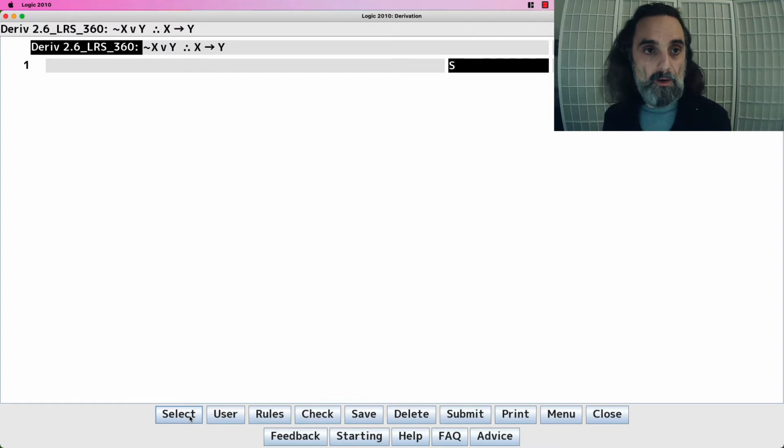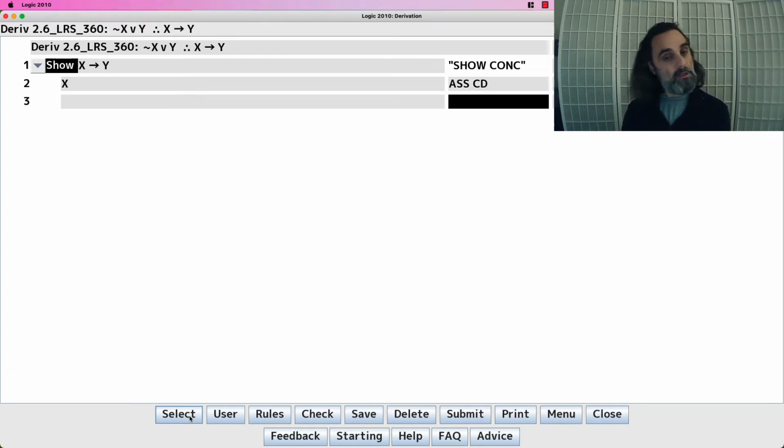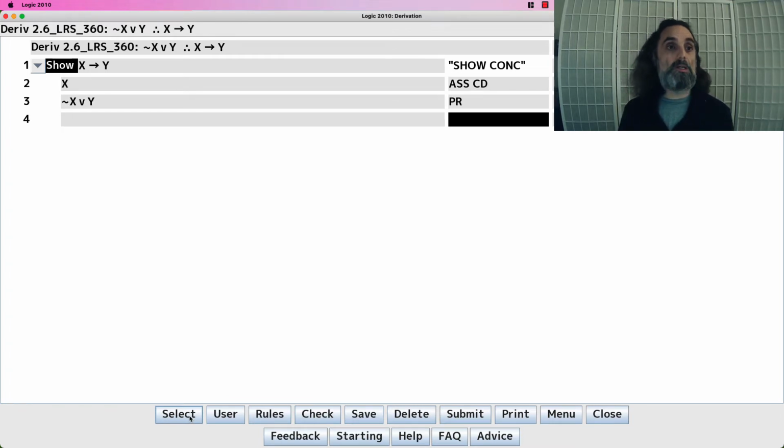So now we're trying to show a conditional. We better make an assumption, assume CD. We don't need to do show consequent, we'll bring in our premise. So we have x and we have not x or y. So we want to do MTP with 3 if we can.